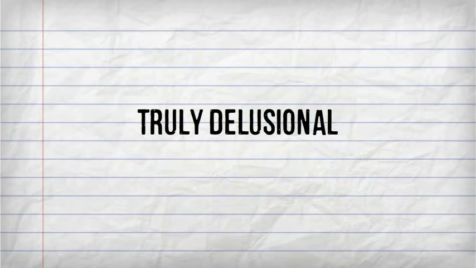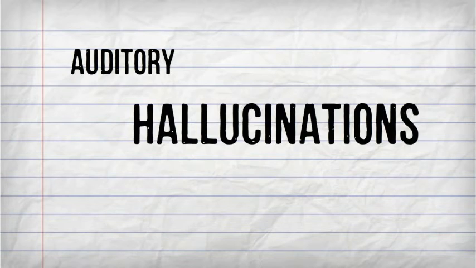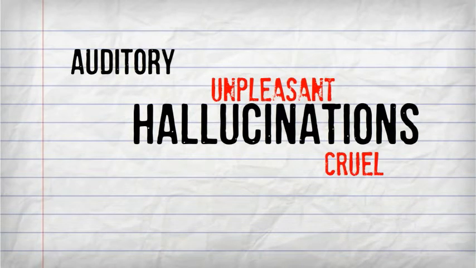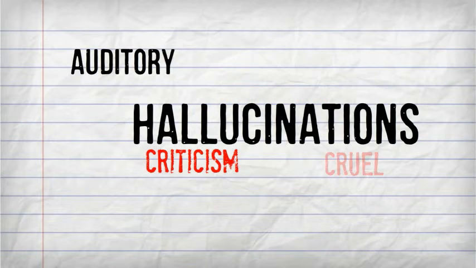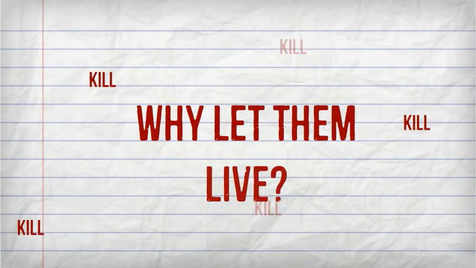Paranoid schizophrenia also comes with a bundle pack of auditory hallucinations. The person suffering from the illness hears unpleasant voices that are cruel, making ongoing criticism of what they're thinking or doing. Throughout the novel, no better example is when the spirits tell him to kill his family immediately, and it was stupid of him to let them live.